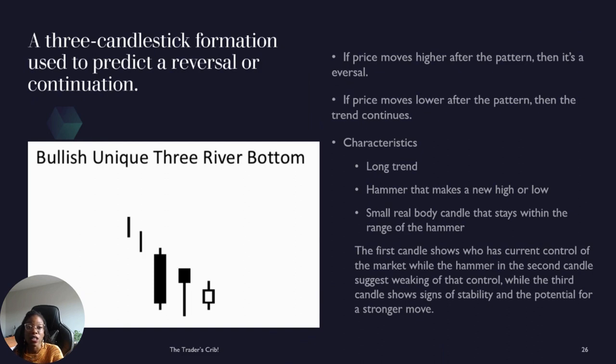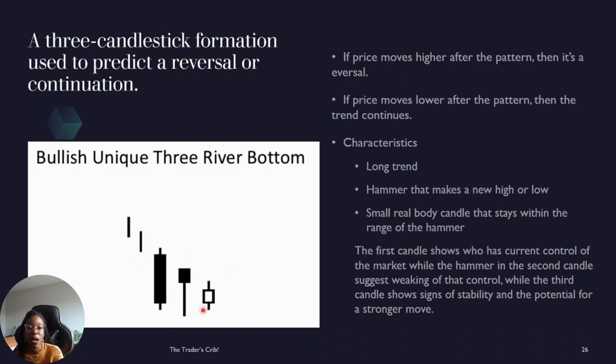Another three candlestick formation is called the bullish unique three river bottom. If price moves higher after the pattern, then it's a reversal. If the price moves lower after the pattern, then the trend continues. Characteristics: there's usually a long trend. A hammer, which is a single candle formation that makes a new high or low. Then you will have a small real body candle that stays within the range of the hammer.